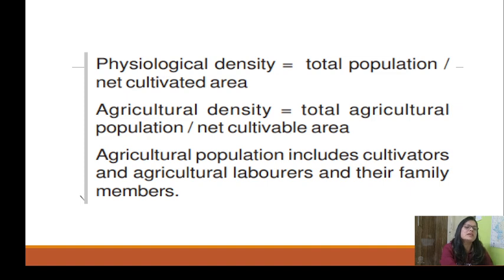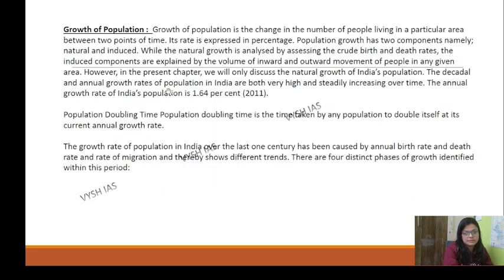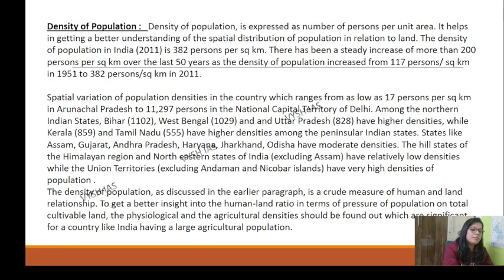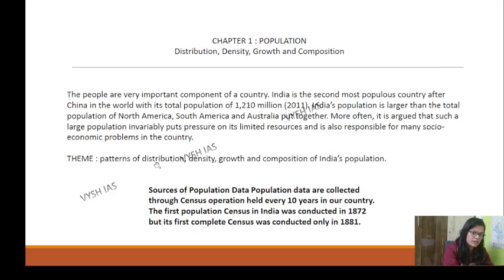Physiological density, agricultural density, you need to remember this. When it comes to agricultural, it is net cultivable, and when it's physiological, it's cultivated. Please remember this. What was our theme? Our theme was distribution. We have studied what distribution is: uneven. Density, we said, is per unit area, persons per unit area. That was crude, so we studied physiological and agricultural density.